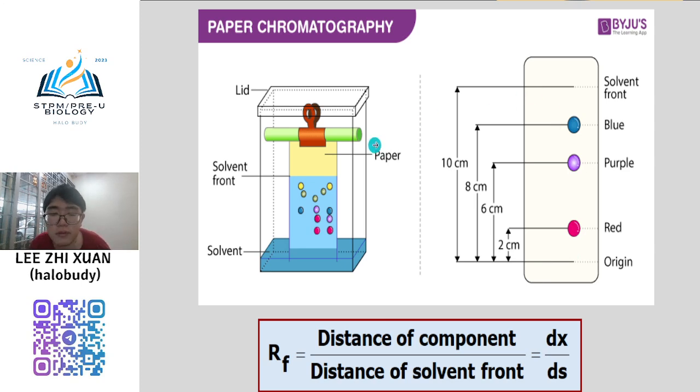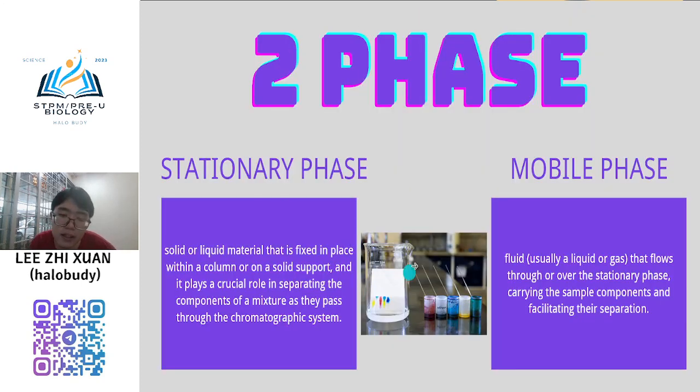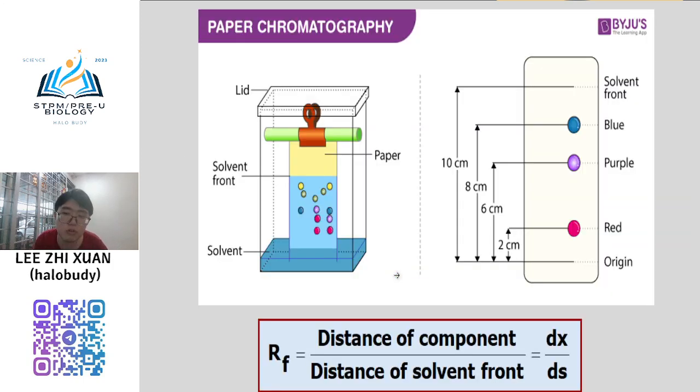In your school, I think they already cut the paper for you. It will not be very big, not like this one, which is quite big. They will ask you to cut it into smaller pieces, so you will only dot one sample here. You take your sample solution, your unknown sample, and dot it here, so that the sample starts to move from here upward.